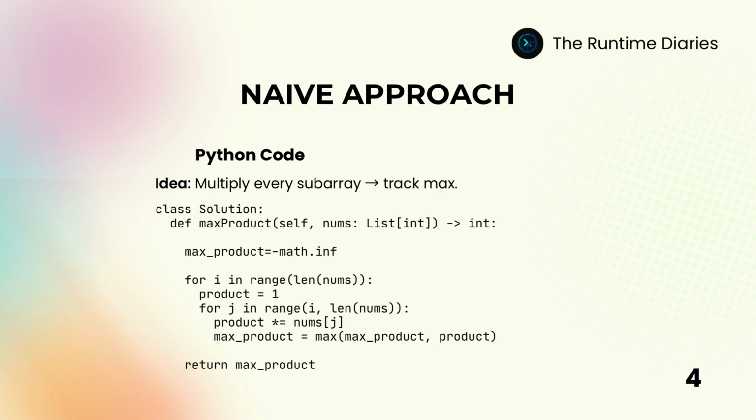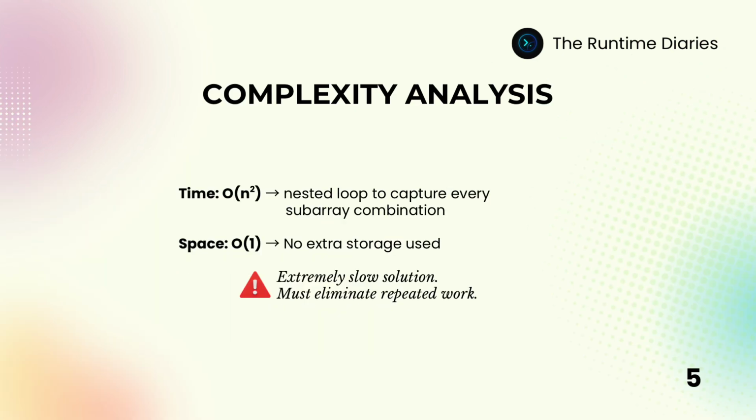Let's start from that naive version anyway, because it's really useful as a baseline. In this version, we multiply every possible subarray and track the maximum. It works, but look what's happening here. We're recomputing overlapping products again and again. For a big input array, that becomes painfully slow, O(n squared) time. There's no caching, no memory of what came before. So the question becomes, how can we carry forward useful information between steps instead of restarting the math every time?